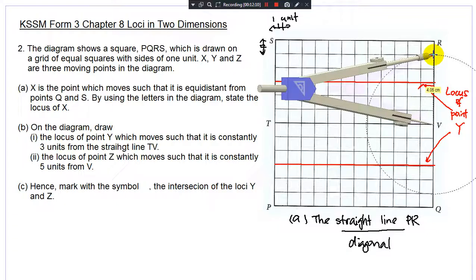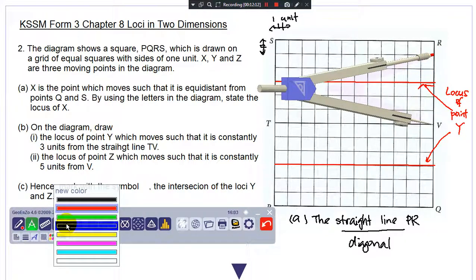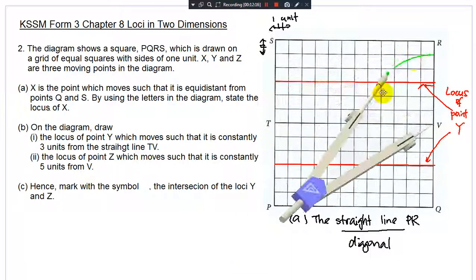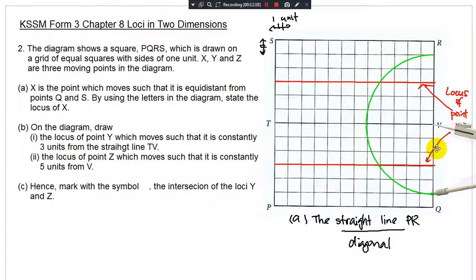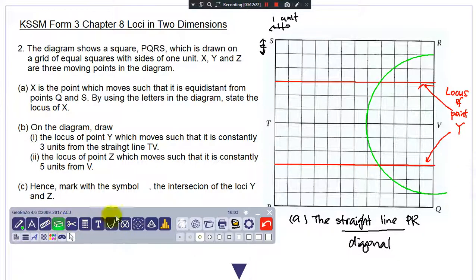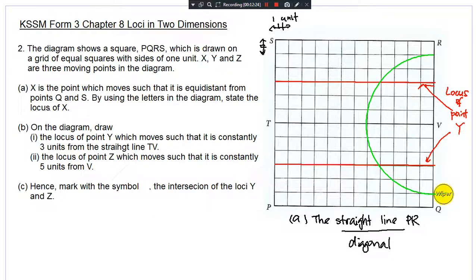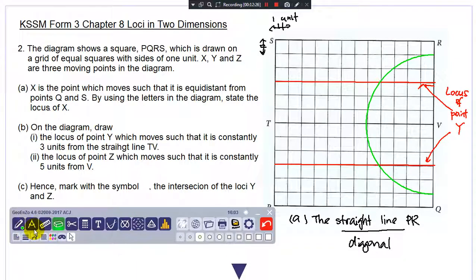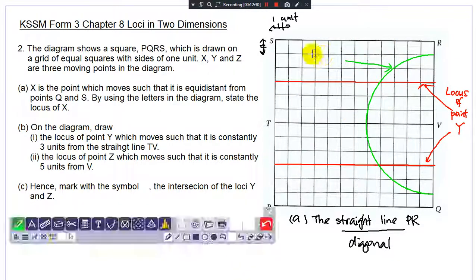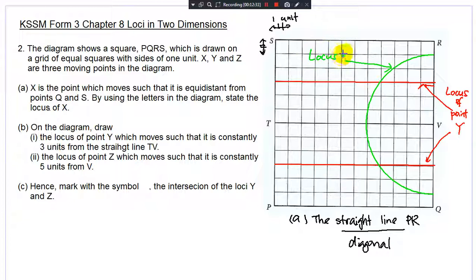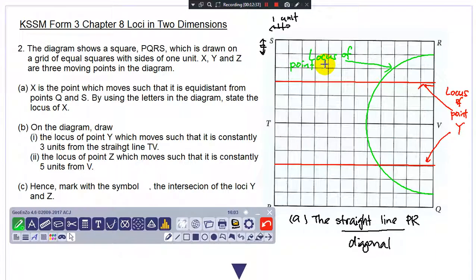Let me use another color, green color. Oops. Outside you don't have to draw it. Let me erase it. Just draw inside and label it: locus of point Z.